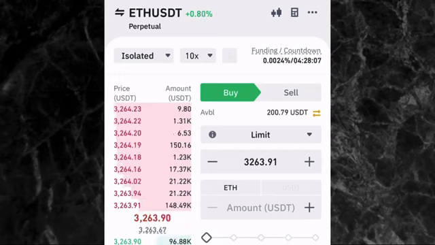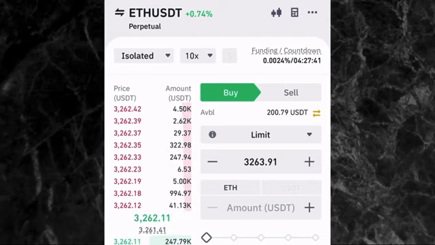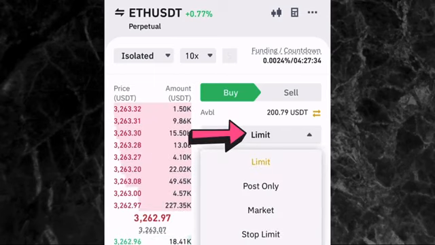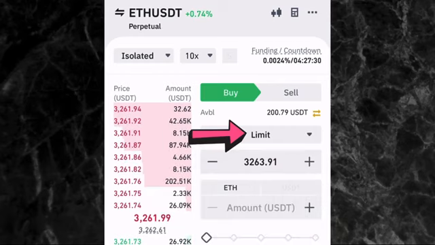Now, how can you take a trade on the futures trading page, whether you want to long or short? You need to know that when you want to long, it means that you are predicting that the price will go up, and when you want to short, it means that you are predicting that the price will go down. Let's say, for example, we want to long this trade, ETH USDT. If you tap on where you have limit right here, you can see you have different options: limit, post only, market, and so on. I will still explain. Let's say we are using limit.